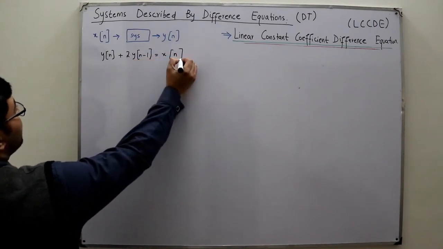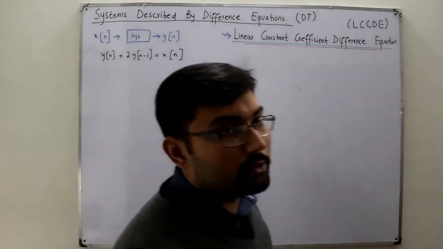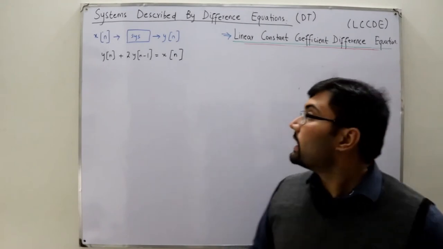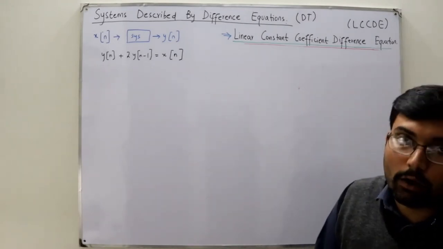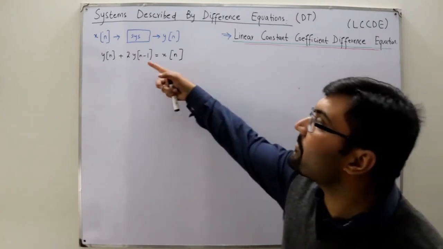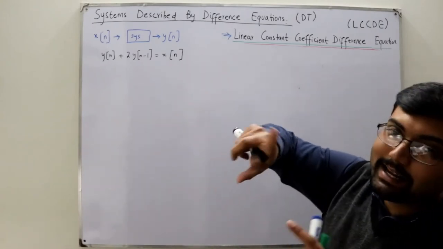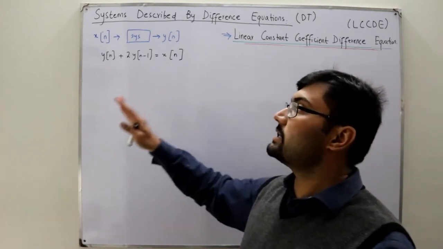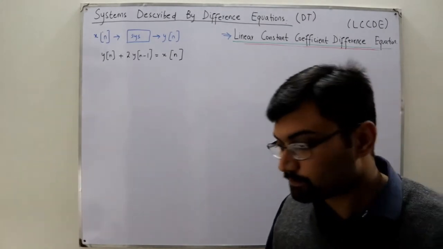So have a look now again. You cannot predict directly what the input is and what the output is. You cannot say a direct relationship, what is the relation between the input and the output. So this is involving now a difference. Previously this involved differentiation, the derivative. So those were differential equations. Now this involves the difference, so this is called a difference equation.